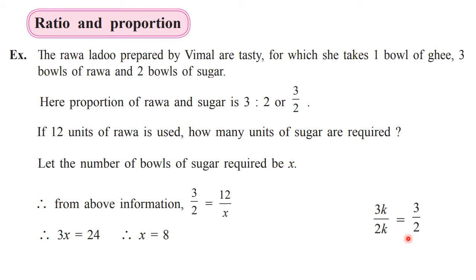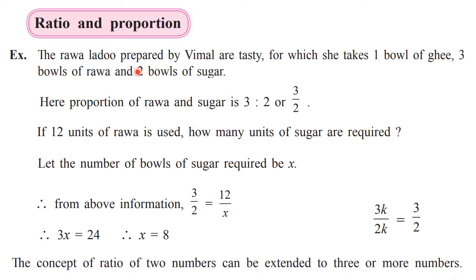form or lowest form. Now as I have said, here we have just compared two quantities, but we can compare three quantities also. Like here if we want to compare three quantities like ghee, rava and sugar, then we will write down the ratio here is 1 is to 3 is to 2, or the proportion is 1 is to 3 is to 2. So the concept of this ratio or proportion, it can be extended to three numbers or more numbers. So we can compare many numbers here in this way.